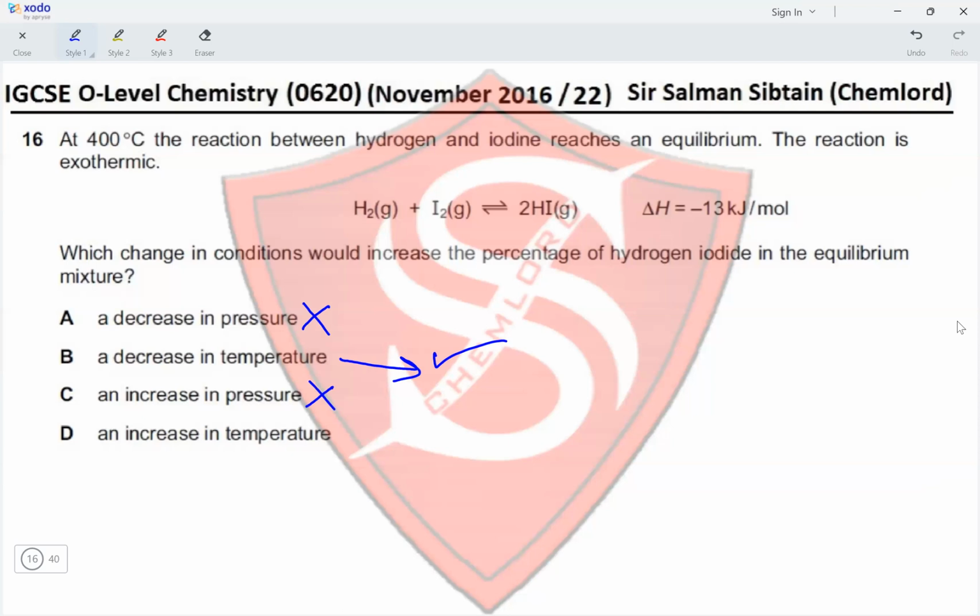Since this reaction is exothermic, an increase in temperature will favor the endothermic side of the reaction, which is the left side. Therefore, the equilibrium will cause the percentage of hydrogen iodide to decrease. So this is incorrect. Therefore, the correct option for this question is option B.